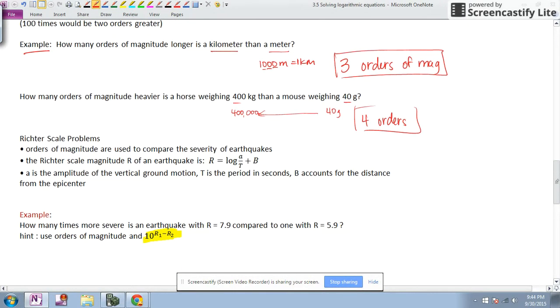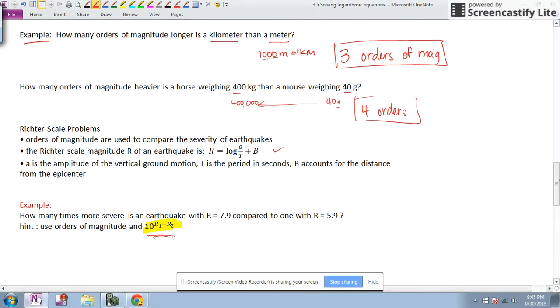Where do they come in with Richter scale problems? When we talk about earthquakes, we talk about the Richter scale. There's a nicer equation for it. But usually what we talk about is how much more severe is an earthquake. And so earthquakes are compared, when you actually calculate them, you can actually talk about their orders of magnitude. How many orders of magnitude bigger are they? And there's a quick little formula for that. You just do 10 to that power because, again, an order of magnitude is 10 to whatever power.